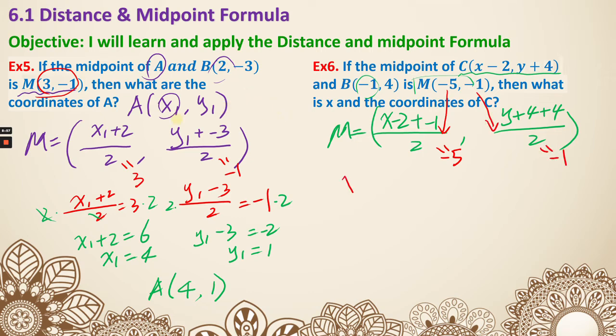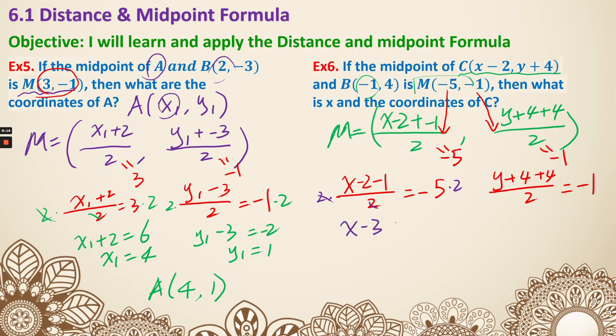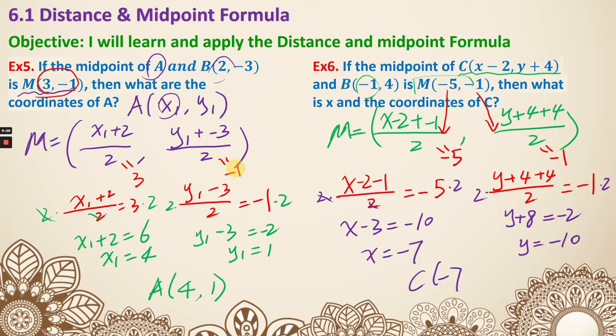And now it's time to solve. X minus 2 minus 1 over 2 equals -5. Y plus 4 over 2 equals -1. Same idea, multiply both sides by the 2. So I have, that's x minus 3 equals -10. So x equals -7. Times 2 times 2, that's y plus 8 equals -2. So y equals -10. Here's my coordinate for C, -7, -10. That is example 6.